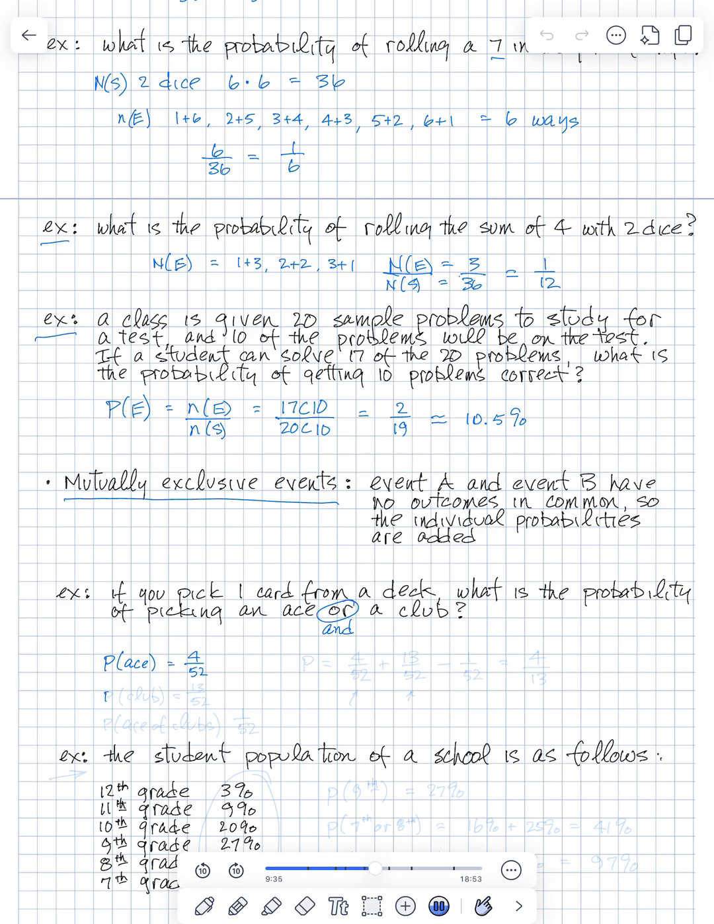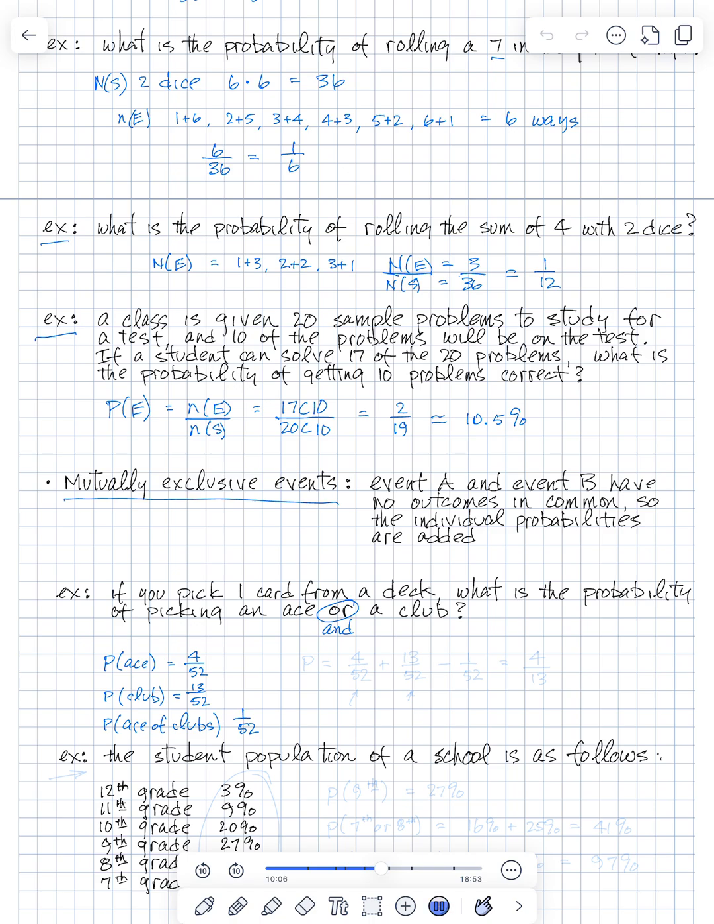And the probability of a club, well, there's 13 clubs in 52. But then you have to take into consideration that the card you pick is actually the ace of clubs. And the probability of an ace of clubs, that's only 1 in 52.